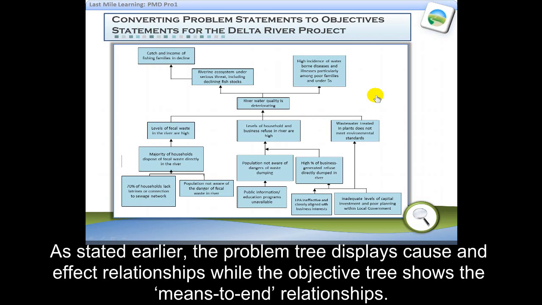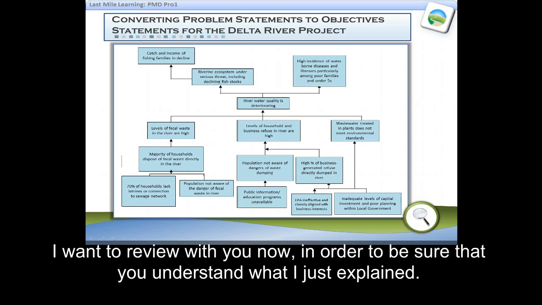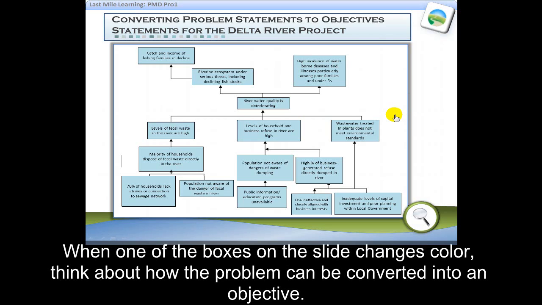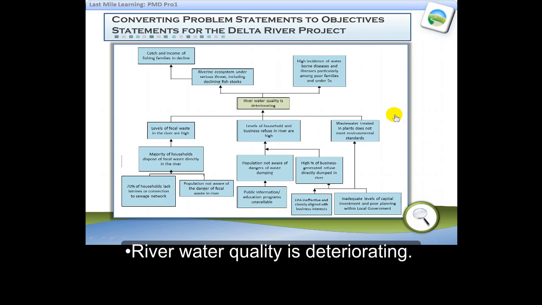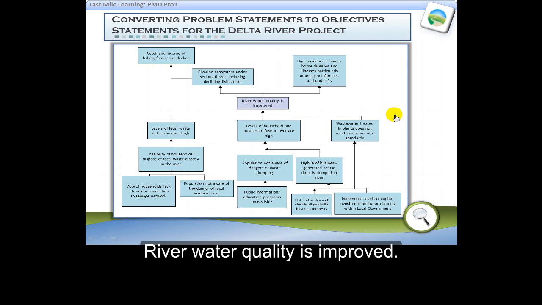I want to review with you now in order to be sure that you understand what I just explained. When one of the boxes on the slide changes color, think about how the problem can be converted into an objective. The first one, river water is deteriorating. Transforming that, river water quality is improved.